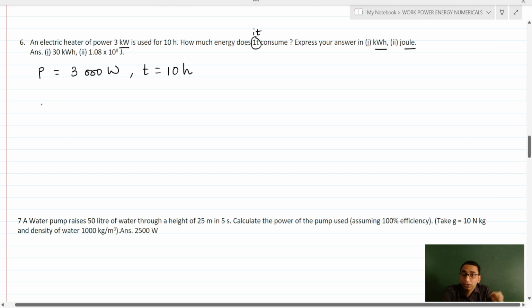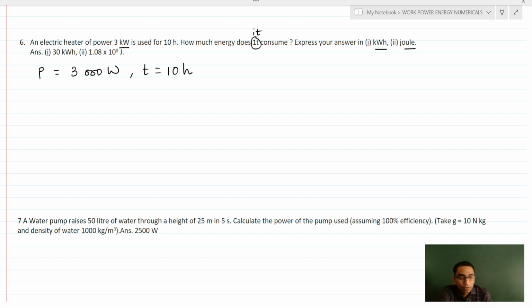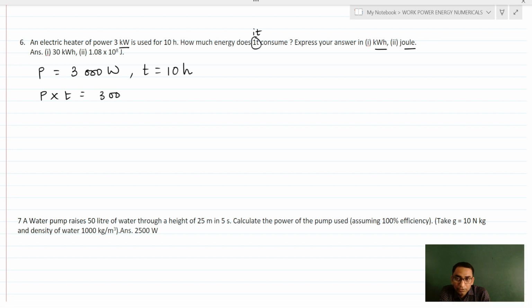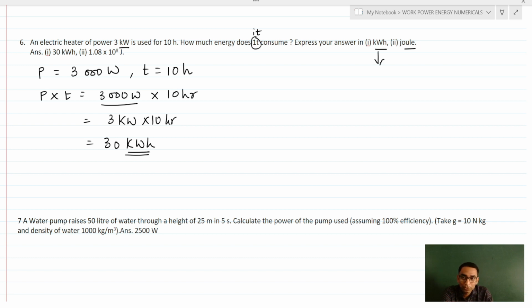So I had already mentioned a few of the tricks in my previous videos, that you simply write down power multiplied by time. Let it be 3000 watt times 10 hour, and I should not convert this into watt, so let it be 3 kilowatt into 10 hour. So this is basically 30 kilowatt into hour. So this kilowatt hour itself is the unit of energy. So this is the answer to our first part, 30 kilowatt hour.